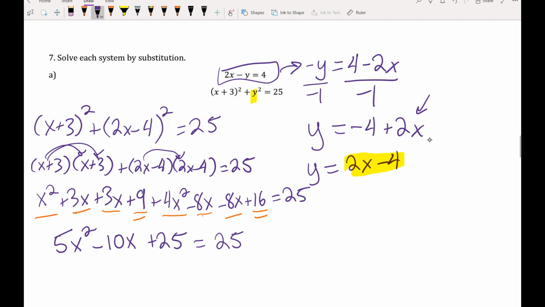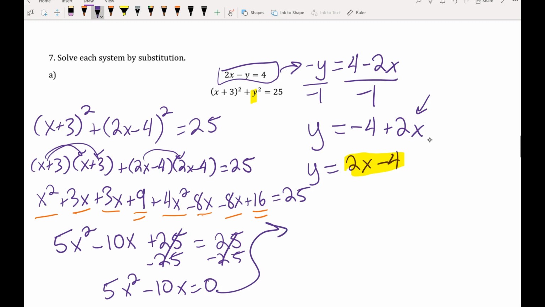Okay, well this is looking pretty good because when I subtract 25 on both sides of the equation, I get 5x squared minus 10x is equal to 0. So this might be done easiest by factoring. I won't need to complete the square or use the quadratic formula here.